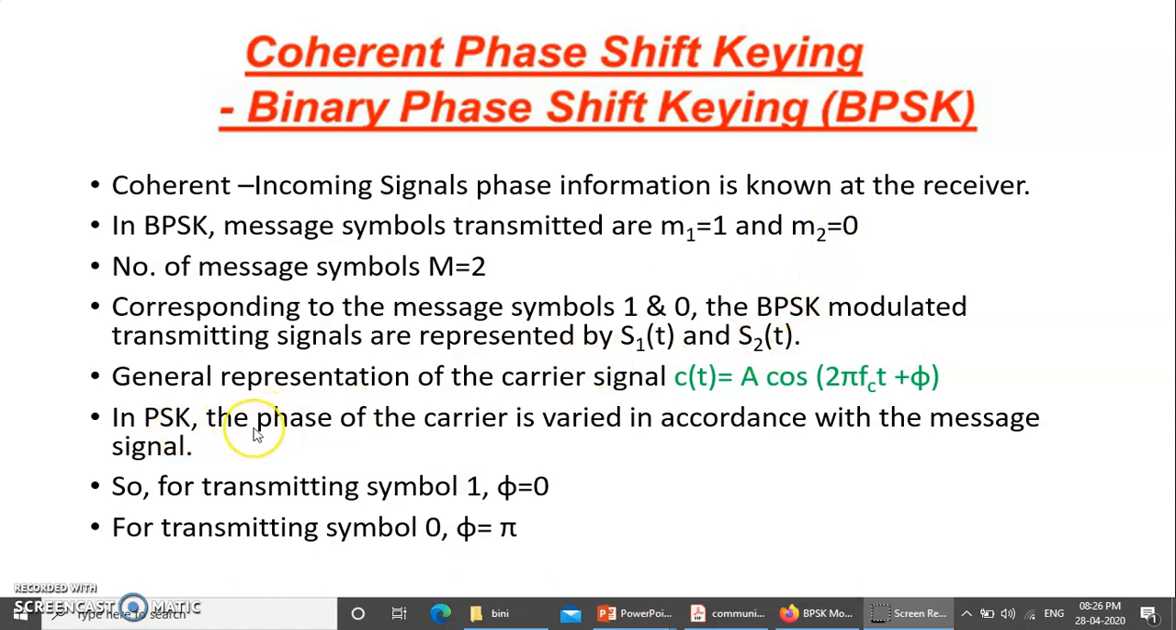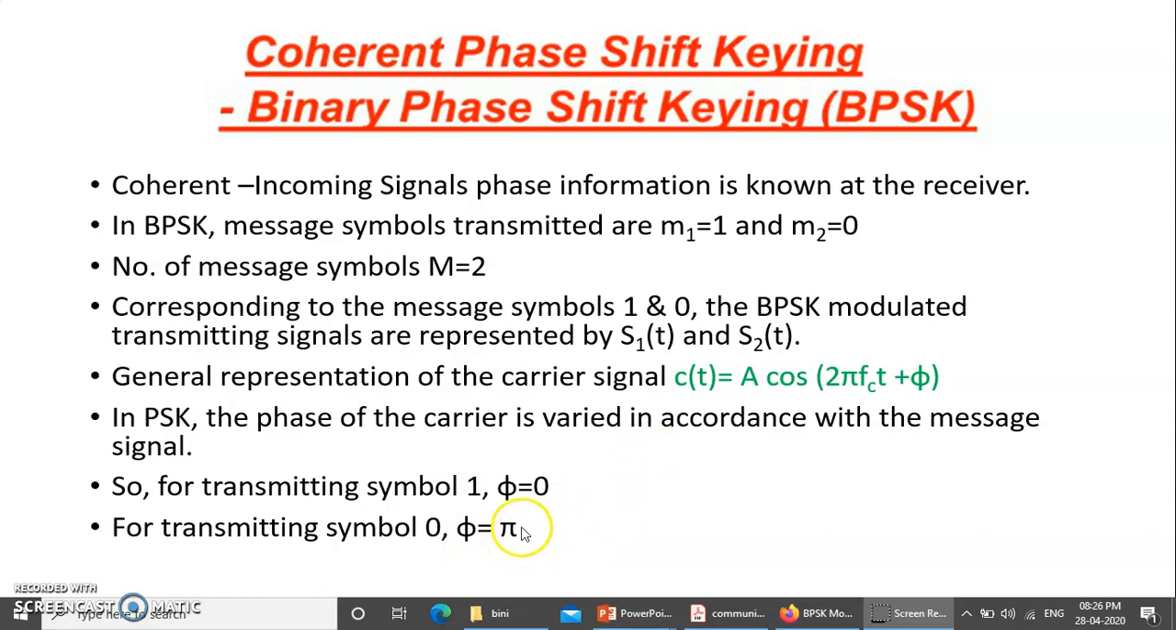In PSK modulation, phase shift keying modulation, the phase of the carrier is varied in accordance with the message signal. So for that, the carrier signal is generally represented as c of t is equal to A cos(2 pi Fc t plus phi). A is the amplitude of the carrier, Fc is the frequency of the carrier, and phi is the phase of the carrier. In PSK modulation, the amplitude and frequency of the carrier are fixed. Only the phase is changed according to the message signal. So in BPSK, for transmitting the symbol 1, we are taking phi as 0, and for transmitting the symbol 0, phi is equal to pi.